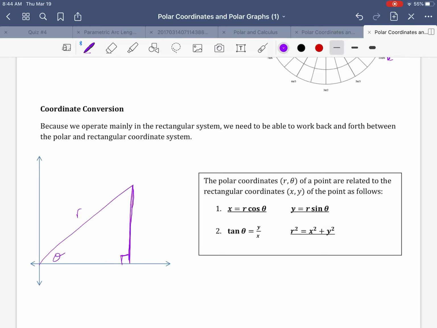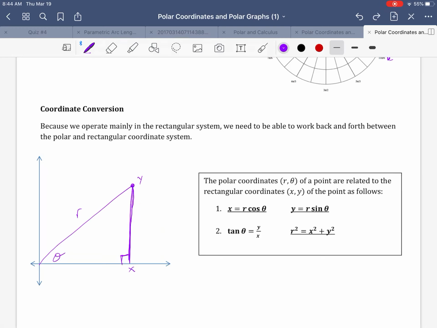So we've got theta here. Your radius is your distance from the pole. There's x and this is y. So x is just r cosine theta. y is just r sine theta. That's just right triangle trig solved for x and y. Tangent theta is y over x, TOA, opposite over adjacent.